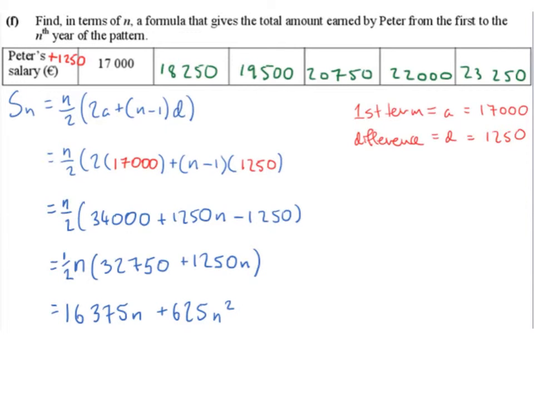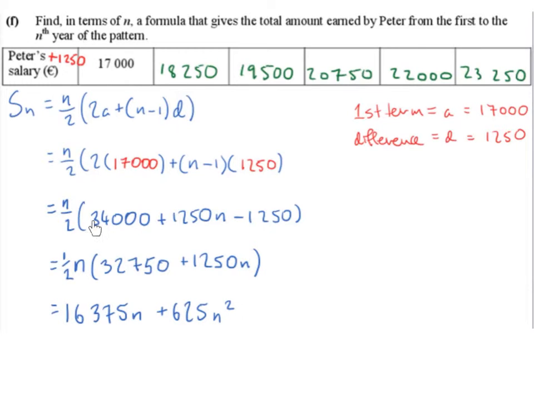So we need to figure out what the A is. The A represents the first term, and the D the common difference. So A is going to be 17,000 because that's our first term. 17,000 equals A. And our common difference is going to be 1,250. So D is 1,250. So we swap the A for 17,000 with brackets around it, and we swap the D for 1,250 with brackets around it.